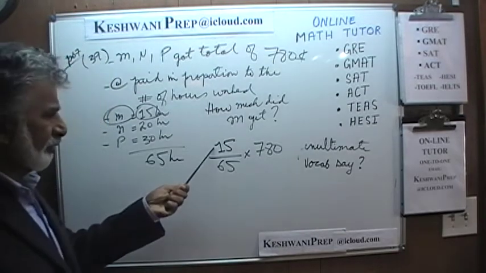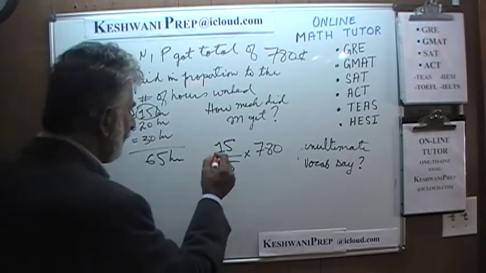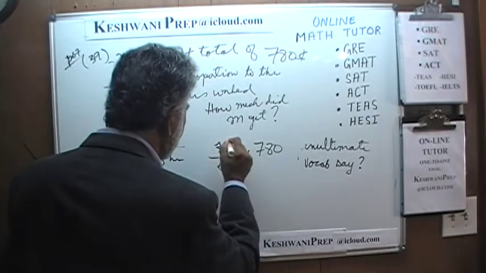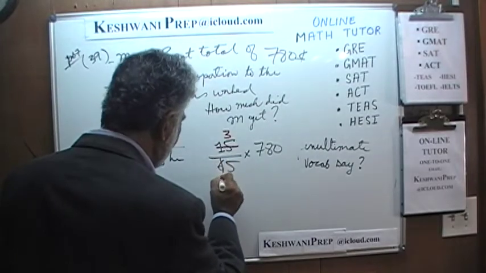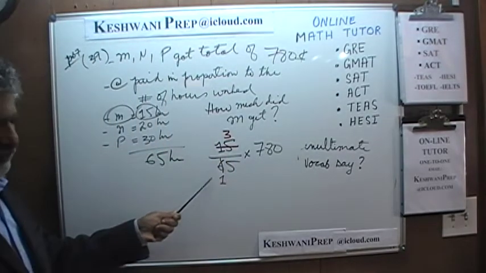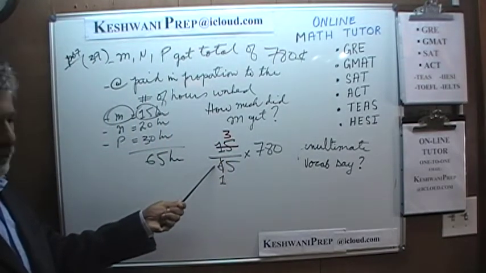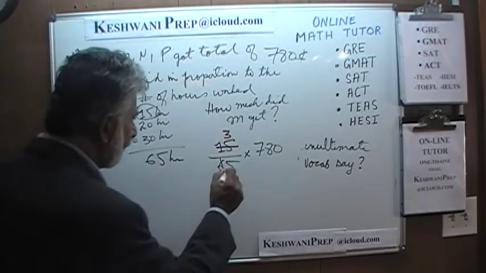I see a 5. This is a multiple of 5. This is a multiple of 5. Let's divide top and bottom by 5. 15 is going to become 3. 65 has 13 5s. 6 has 1, 5. After you take away 5 from the 6, you have a remainder of 1. 1 goes and joins the 5. It becomes 15, and 15 has 3 5s.